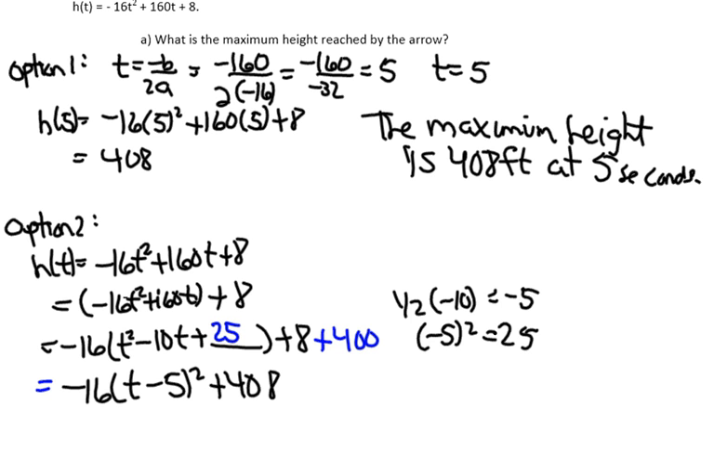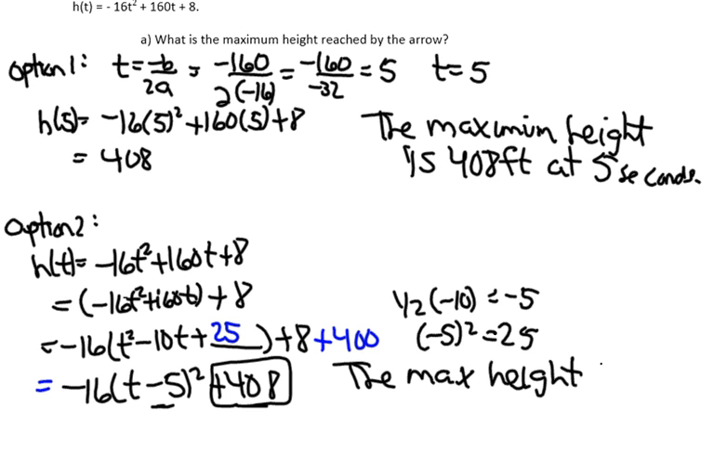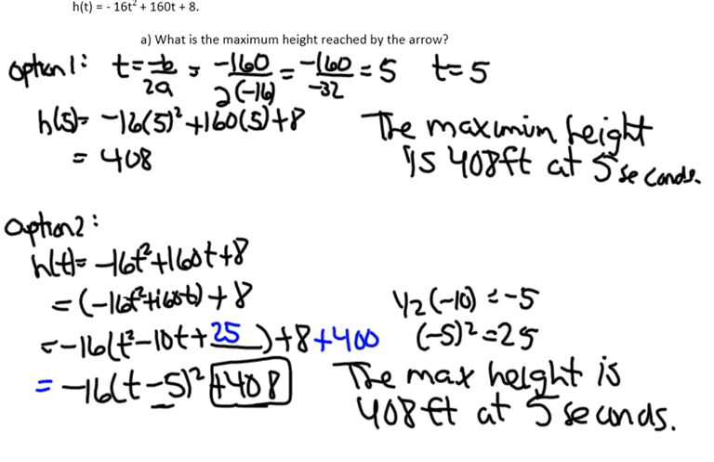This is now in vertex form, so you know here t is 5, okay? And the range value for that is going to be 408. Because it's asking me for the height, it's this number that I care about. So again, the max height is 408 feet after 5 seconds. Either way would be fine for this.